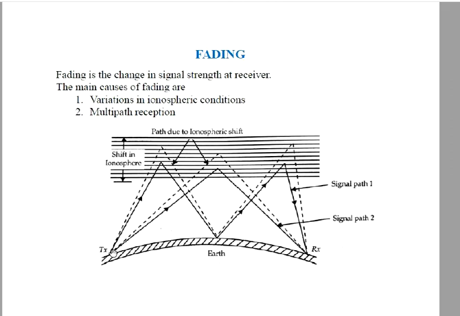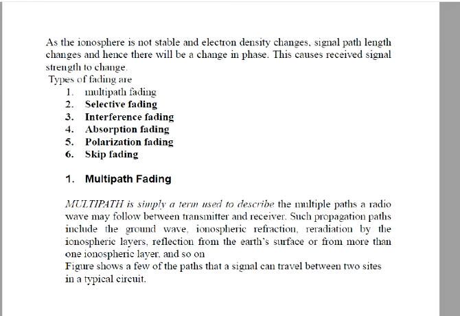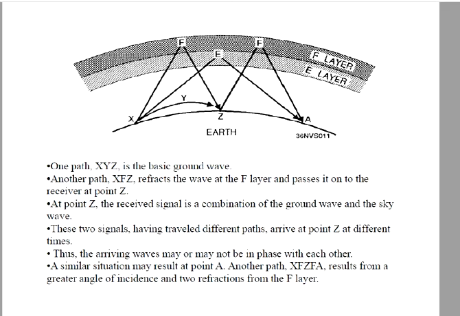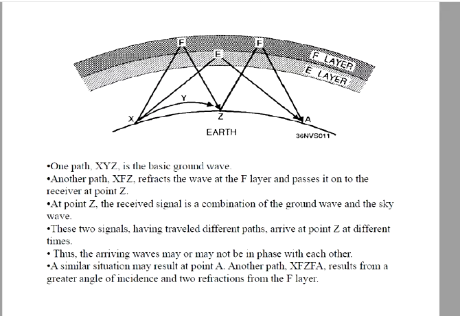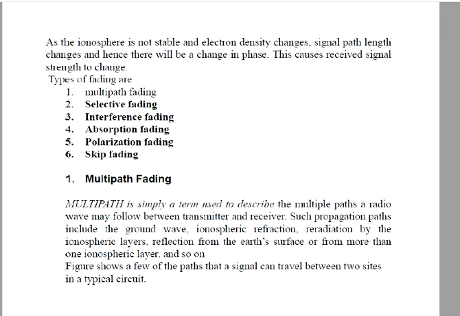The transmitter side transmits signals through different paths, and the receiving side receives them, so the receiver has difficulty recovering the correct transmitted signal. So due to multipath fading, the main causes are multipath reception and the variations in the ionospheric conditions. That is, the ionosphere is not stable. The ionosphere consists of different electron densities and small path changes. Hence, there will be changes in phase, and this causes the received signal strength to change.